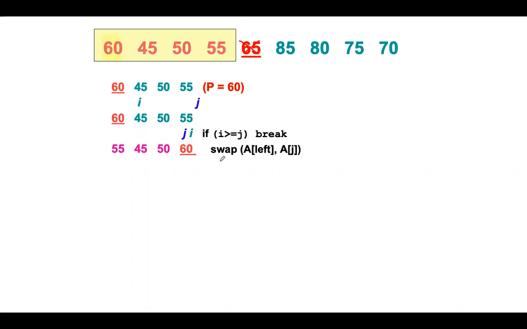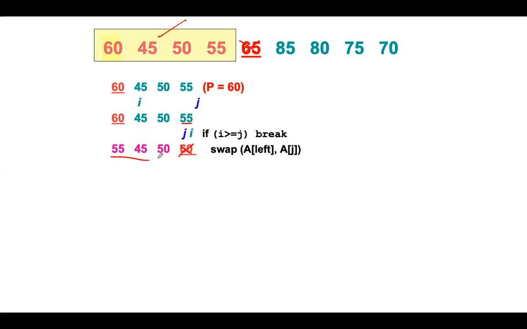Once you break, what is the next thing? Swap A of left, which is 60, with A of j. This is A of j, this is A of left. So 55 will come here, 60 will come here. Is it clear? 60 has reached its place. We have applied this partitioning logic for this part of the array, and once this pass is over, 60 has reached the end.